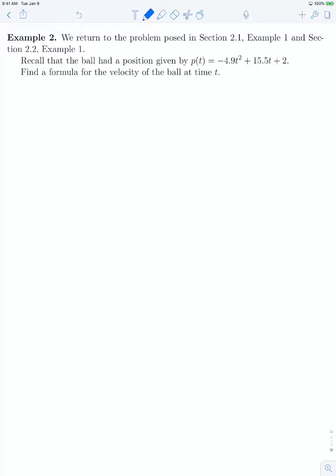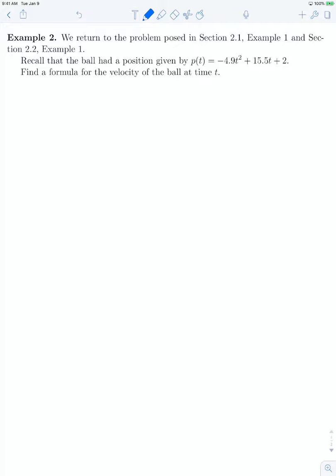Okay, in this example, I'm going to return to a function and a problem that we've seen before. In section 2.1, when we were doing tables of numbers, we saw this problem with a falling ball, and we approximated the velocity. Then in section 2.2, I gave you the formula for the velocity, but we didn't know where it came from yet. Now that we know the shortcut rules for derivatives, we're going to see how they work in this case and hopefully get the same thing that I gave you in 2.2.